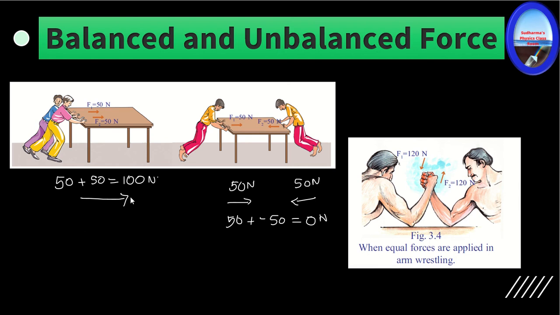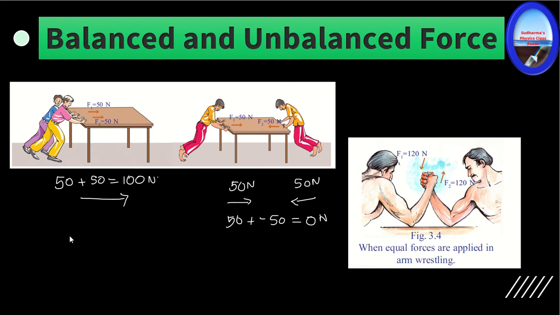So only an unbalanced force can move an object. You can see the two cases of balanced forces here, right? In both cases, the objects will not move. But in the case of an unbalanced force, where we had 100 Newtons, the object starts moving in the direction of the force.